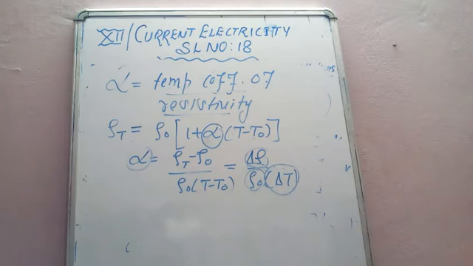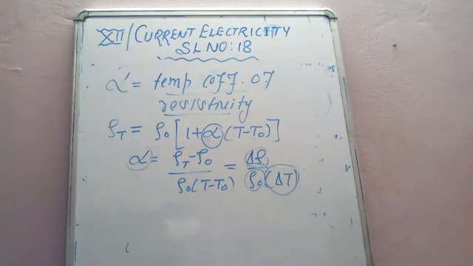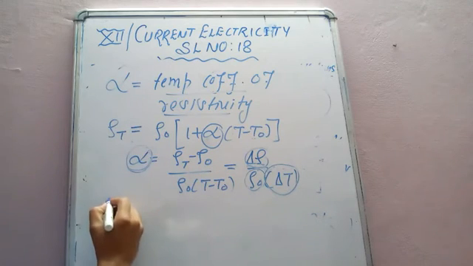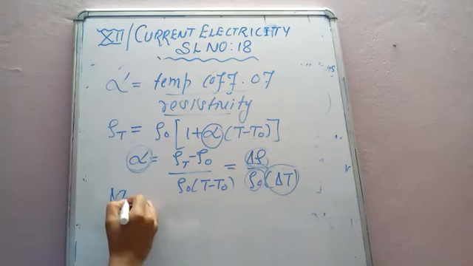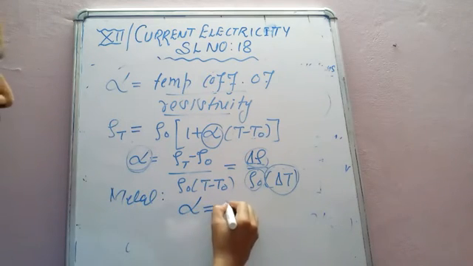Now we have especially three types of material. First is conductors like metals, then we have semiconductors, then we have alloys. Now a question can be asked, what will be the value of alpha for metals? For metals, alpha is always positive.